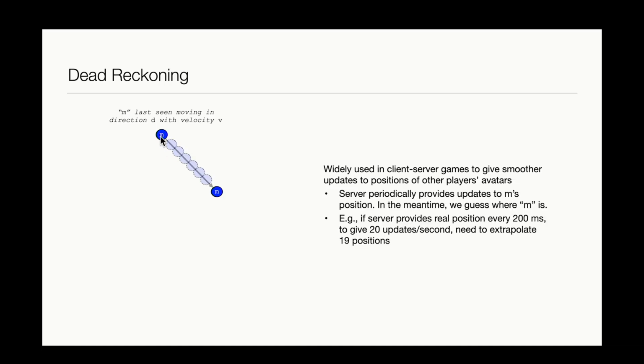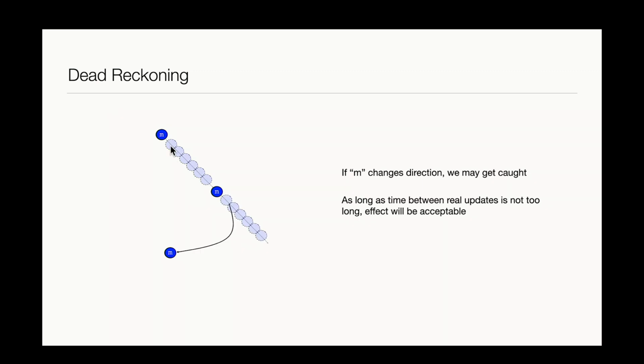So you know the position of M. Sometime later, you're going to get updated about the true position of M. Say one second later, you get told. In the increments in between, you can simply guess where M will be at any given time. Of course, if M changes its direction, then your prediction is going to be wrong. But that's fine. You're going to correct that at the next time step. Here, we predict that M moves here, then here, then here, then here, then here, then here, because we're just going to assume that they're moving in a straight line at constant velocity.